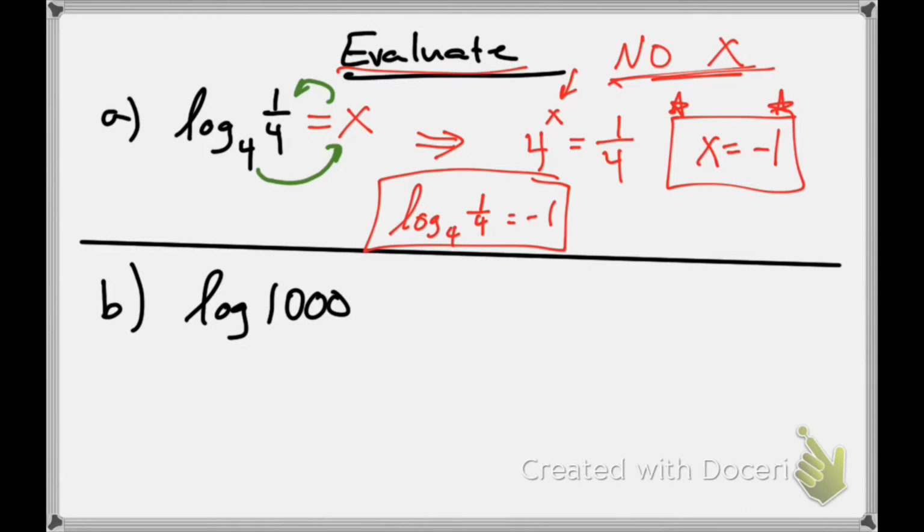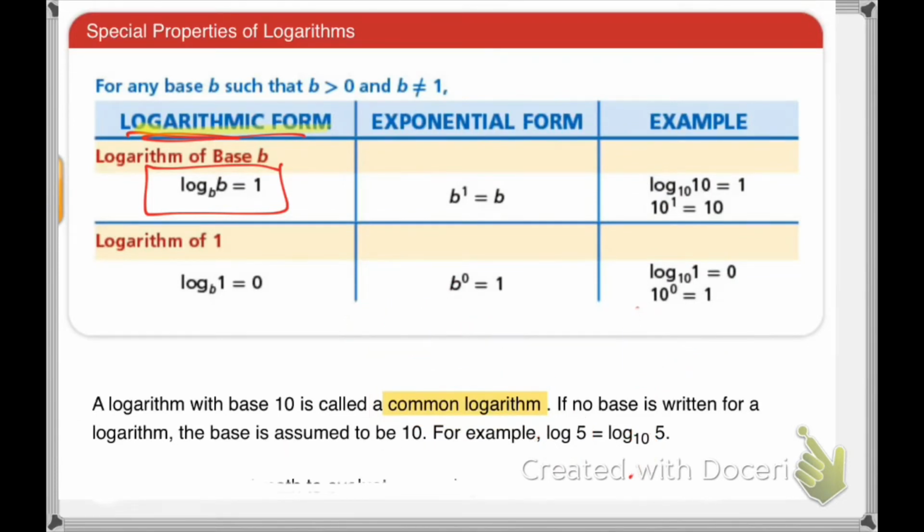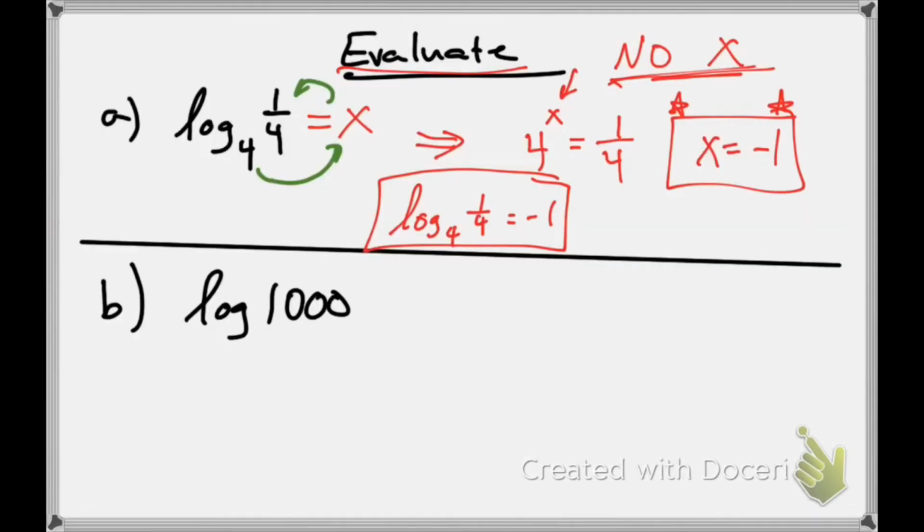What about example B? Log of 1,000. Now notice I don't have a base there, so this is the common logarithm. Since I did not write a base, it's an assumed 10, which I don't actually need to write. But let's add equals x. I'm going to recycle, so I'm just going to add this 10 just so you guys can see. After recycle, we get 10 raised to the power of x equals 1,000.